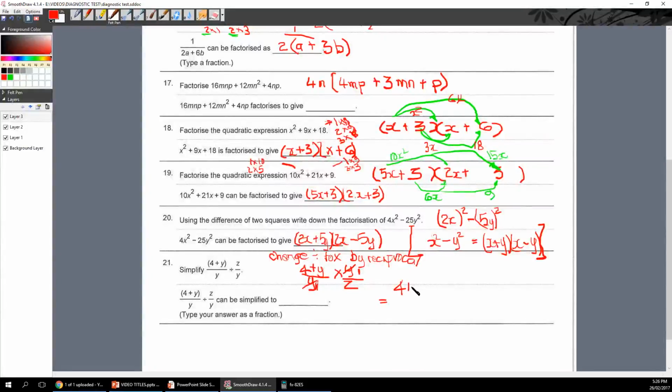4 plus y, top times top for multiplying, times 1 is 4 plus y, and 1 times z is z. 4 plus y over z. QED, quite easily done. Awesome.